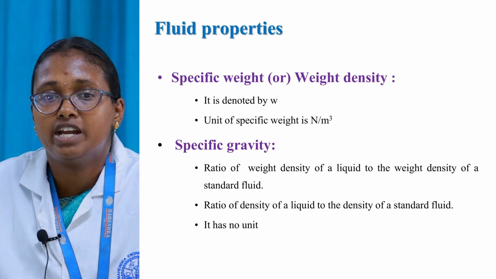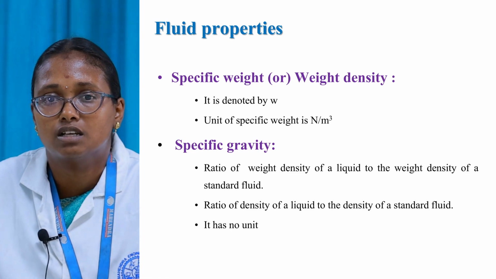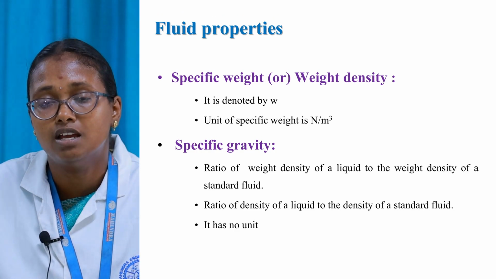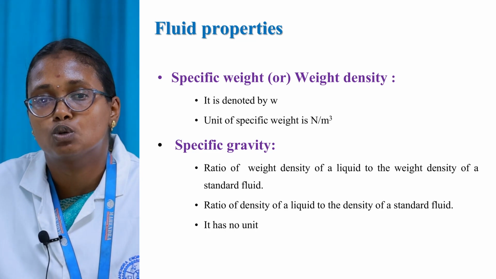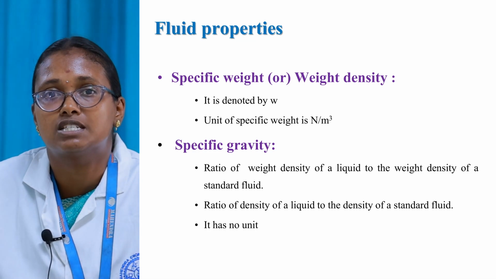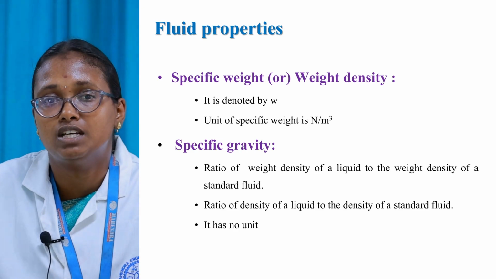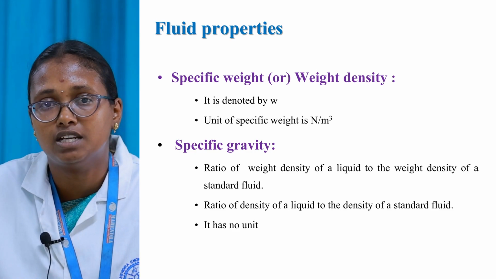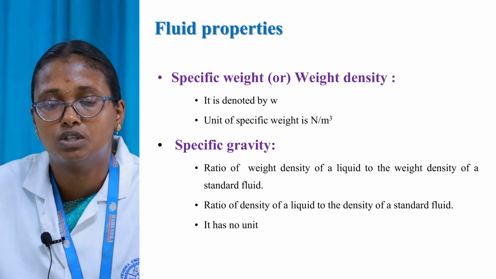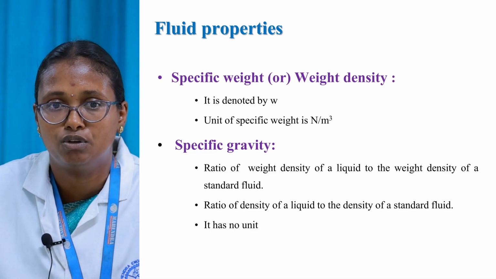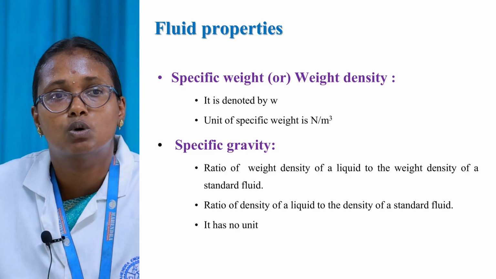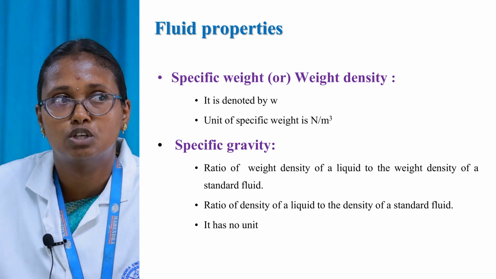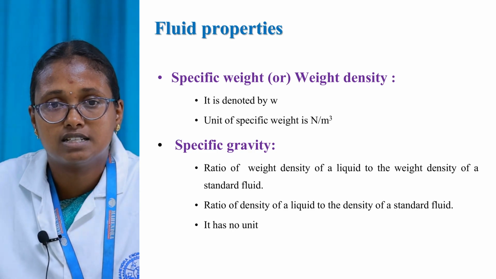The weight density is equal to rho into g. That is the formula for weight density. So it is rho into g for the given liquid divided by rho into g for the standard fluid. The density for the given fluid and the density for the standard fluid are different, but the acceleration due to gravity is a constant value, that is 9.81, so that will be cancelled. So the final definition for specific gravity is the density of the given liquid to the density of the standard fluid. Therefore it is rho by rho. It doesn't have any unit, because kilogram per meter cube divided by kilogram per meter cube is cancelled. So specific gravity does not have any unit.